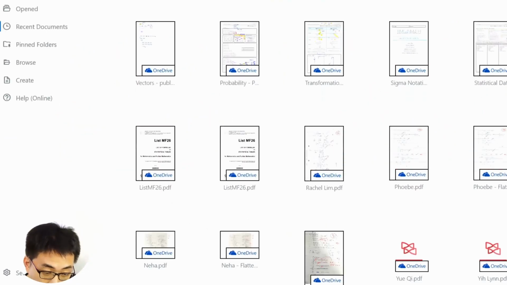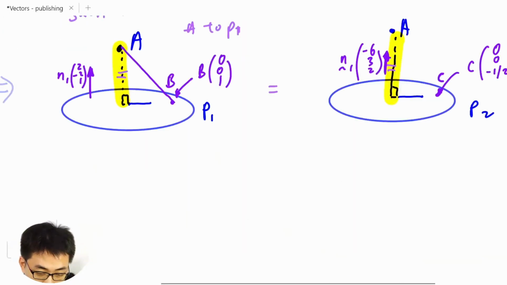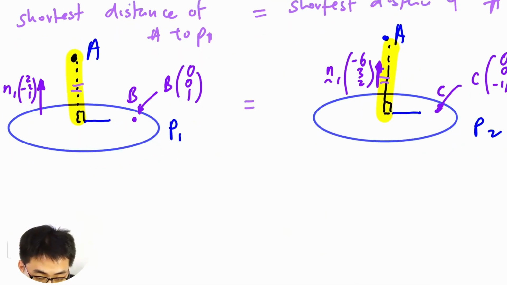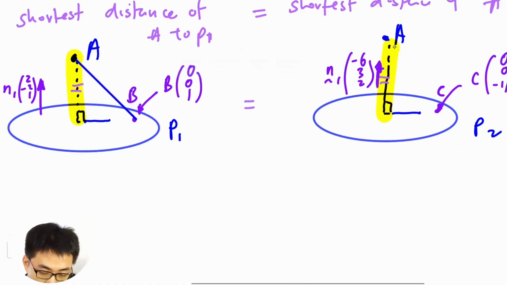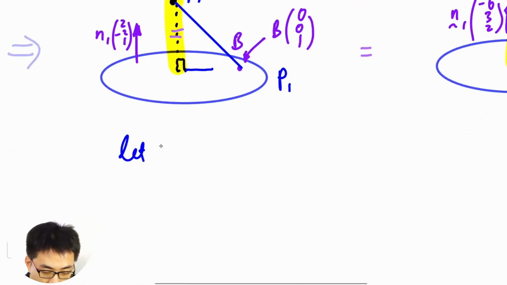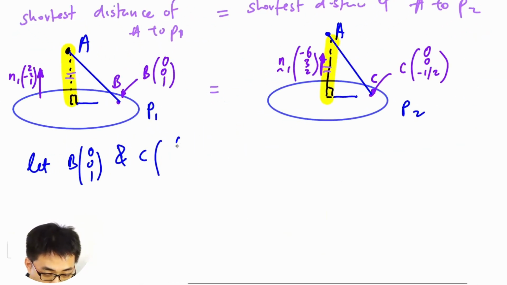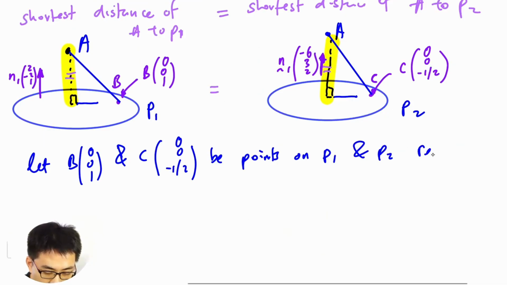So this part here, if you have A to B, obviously when you name a point, you need to name it. You need to tell the examiner: let B and C, which is 0, 0, negative half, be points on P1 and P2 respectively.